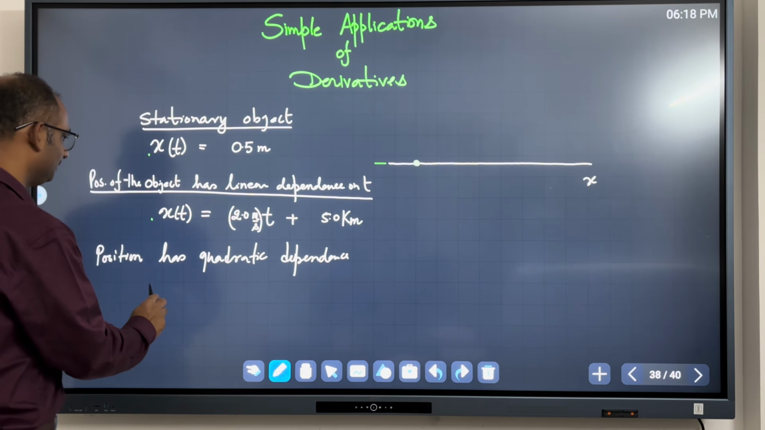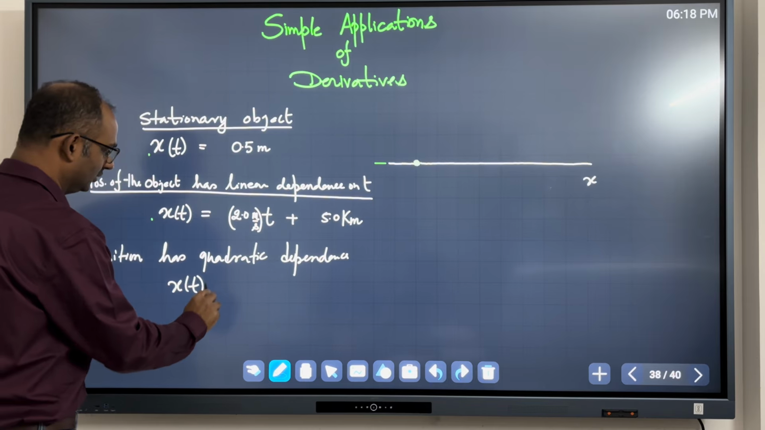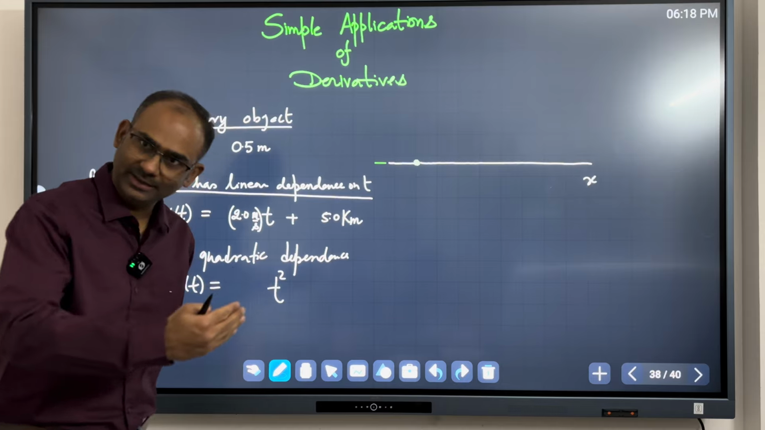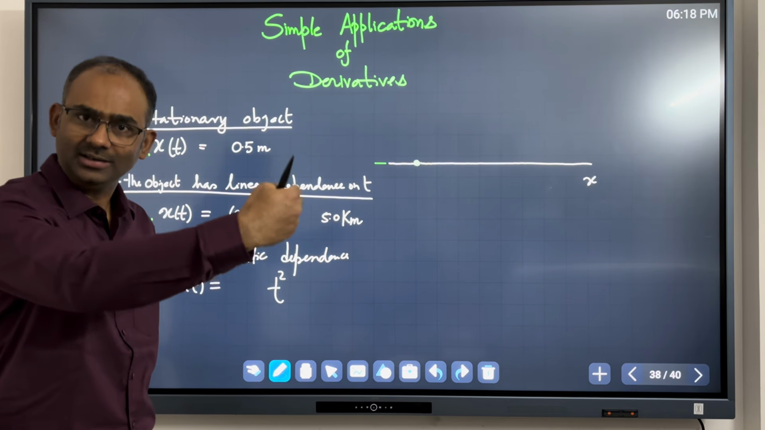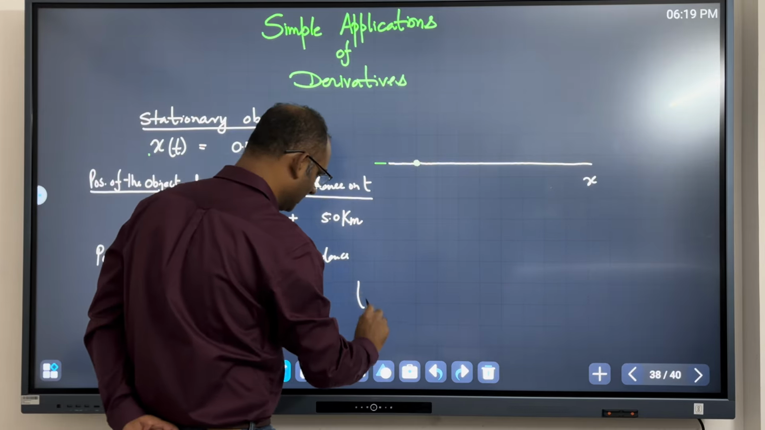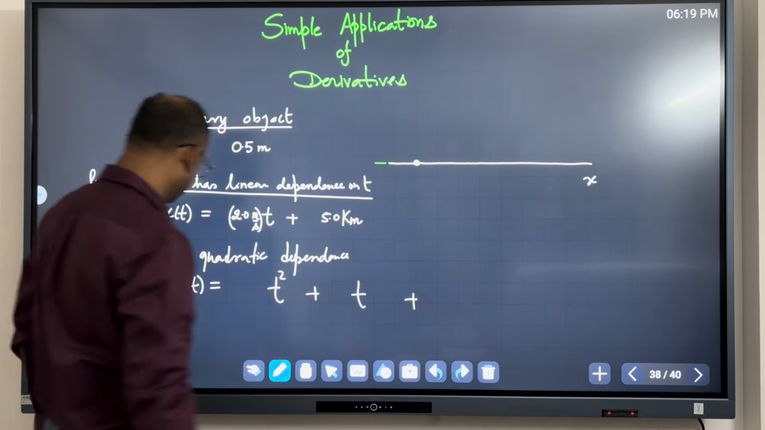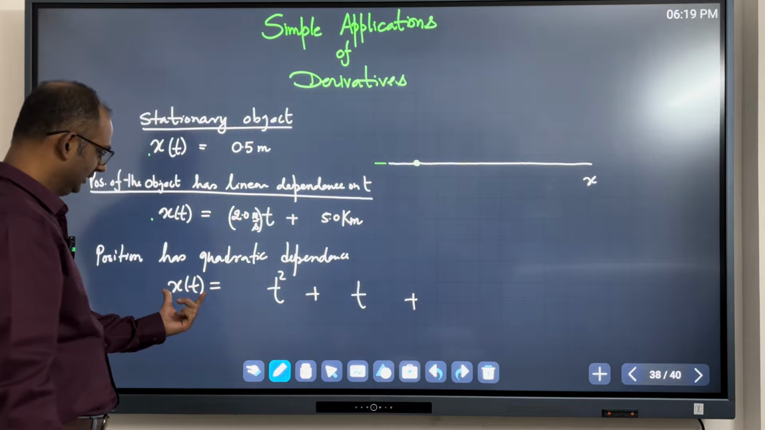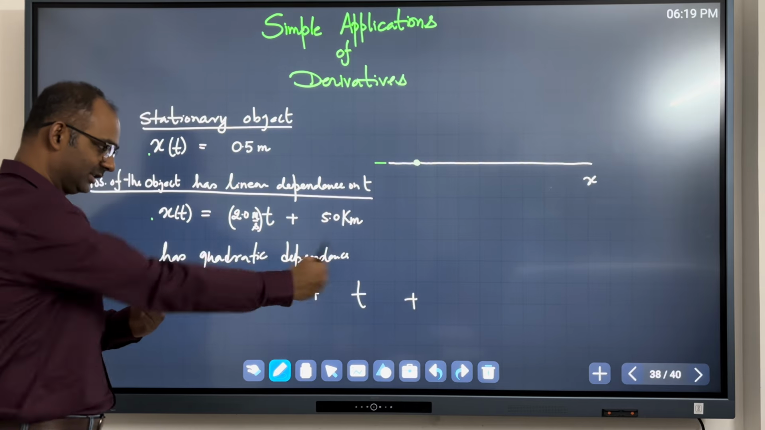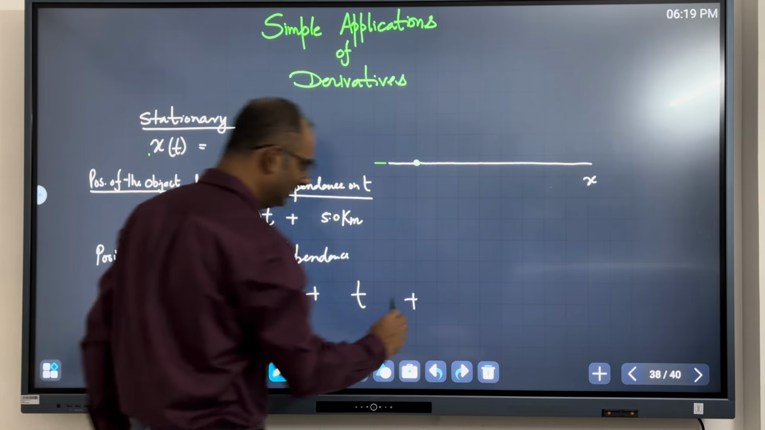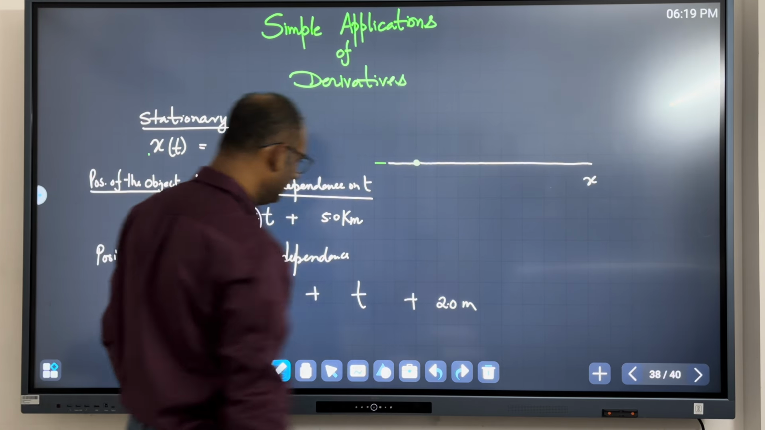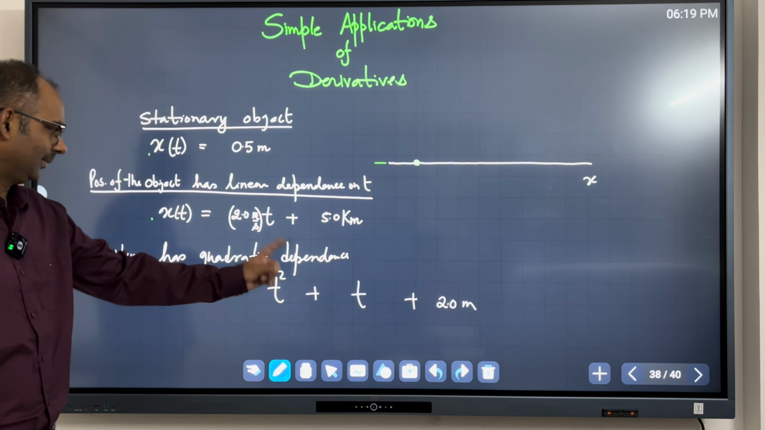So let's take quadratic dependence. I want something which has t squared, but quadratic means you are allowed to have t and a constant also, so the maximum should be square. So t squared, t, plus some constant, and as I said, that constant should have the dimensions of length, because the left hand side is giving you position. Position is some distance away, that's length. So let's say we choose it to be 2.0 meters.